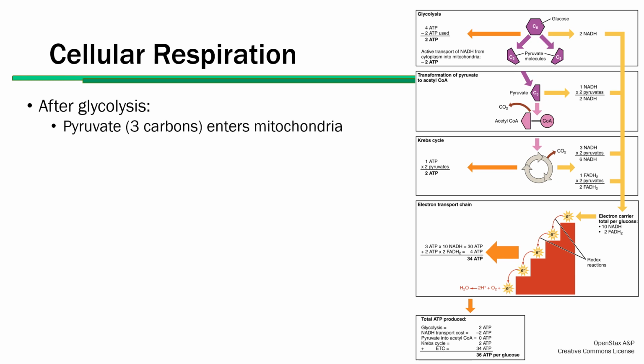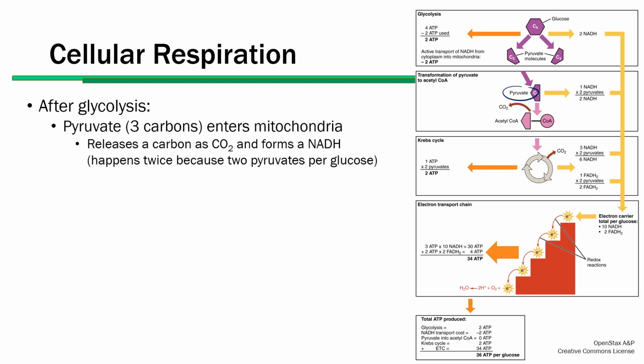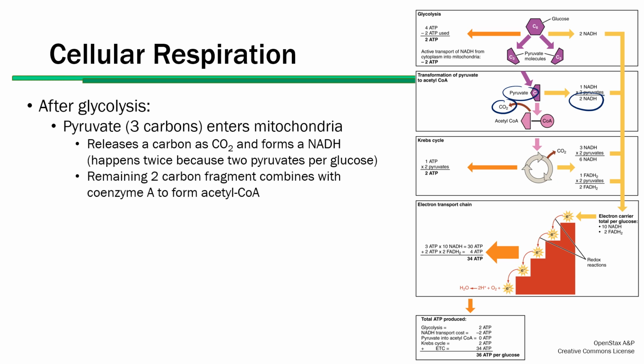After glycolysis, the pyruvate, and I kind of mentioned this on one of the previous slides as an example of something different, will enter the mitochondria. As it does that, it releases a carbon dioxide and forms an NADH, and it's going to happen twice because there are two pyruvates per glucose. The remaining two carbons, because remember this is a 3-carbon molecule and 1 carbon is left as carbon dioxide, we have 2 carbons left in the acetyl group. That's going to bind to the coenzyme A.